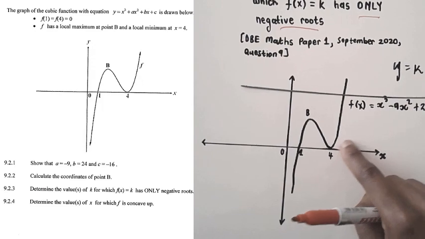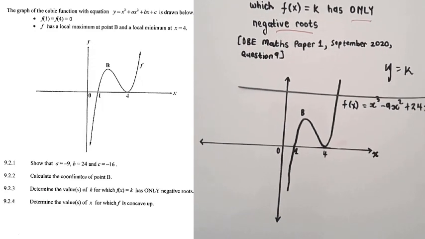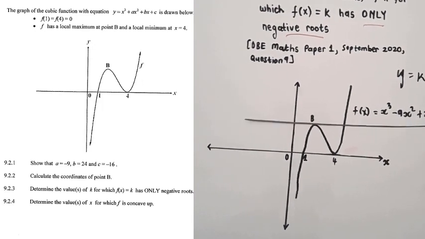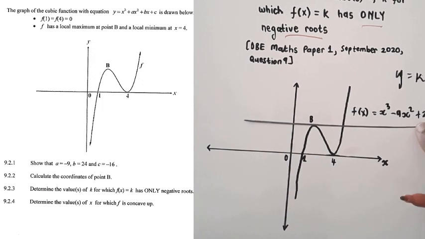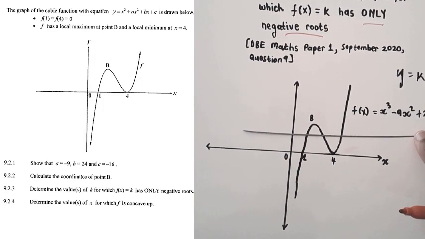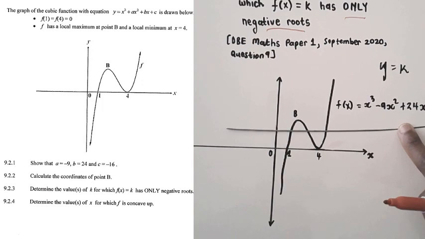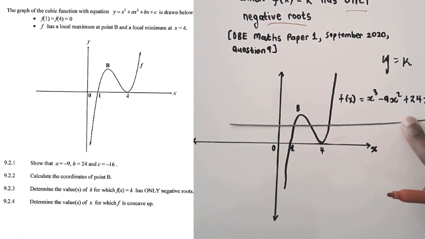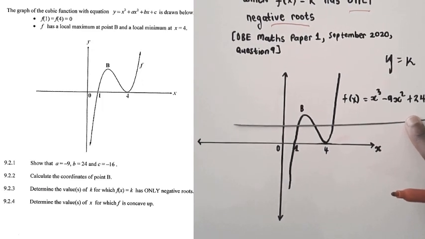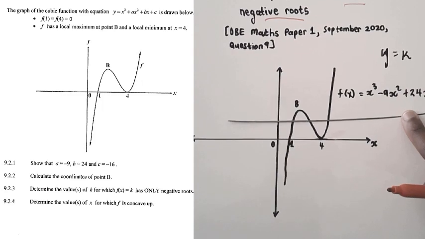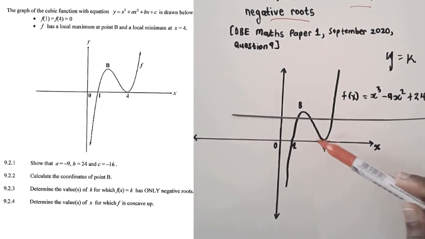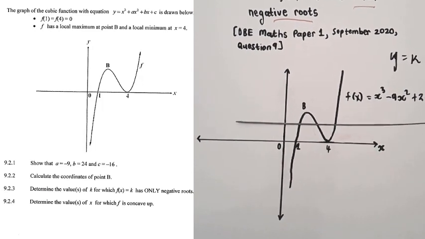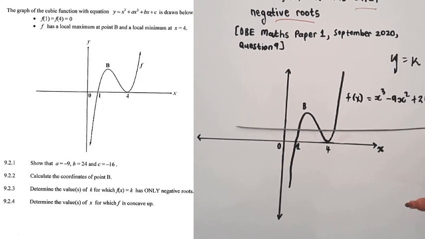It means that this horizontal line has to move downwards. So let's move it downwards. As we keep moving it downwards, at this point I still have solutions, but they're all positive. Look at the intersection of the horizontal line and the cubic function, and trace your eyes downwards to the x-axis, and you can see you have 3 positive solutions. So that's not working, so let's keep moving it downwards.